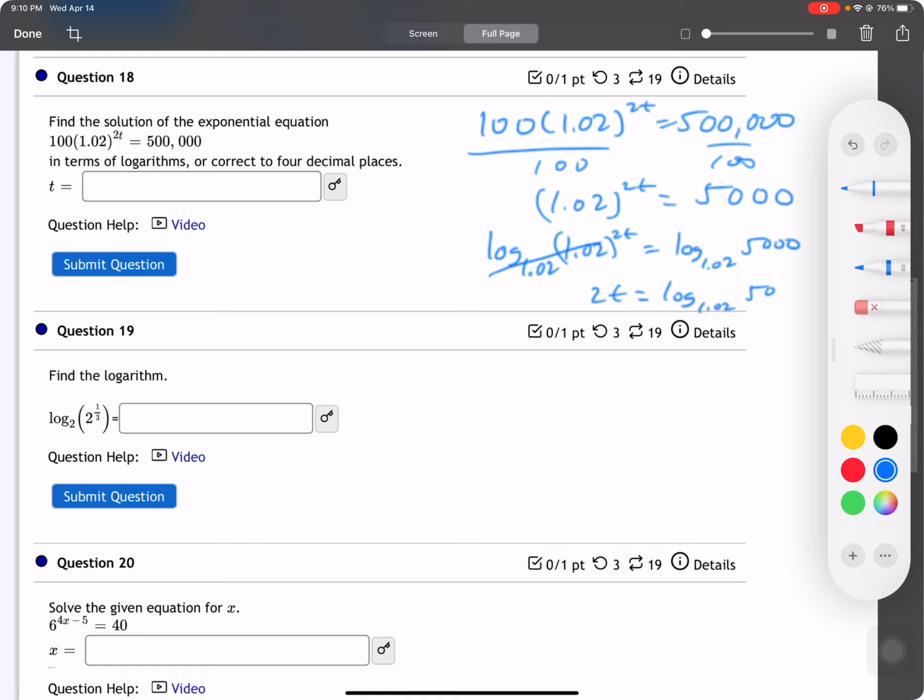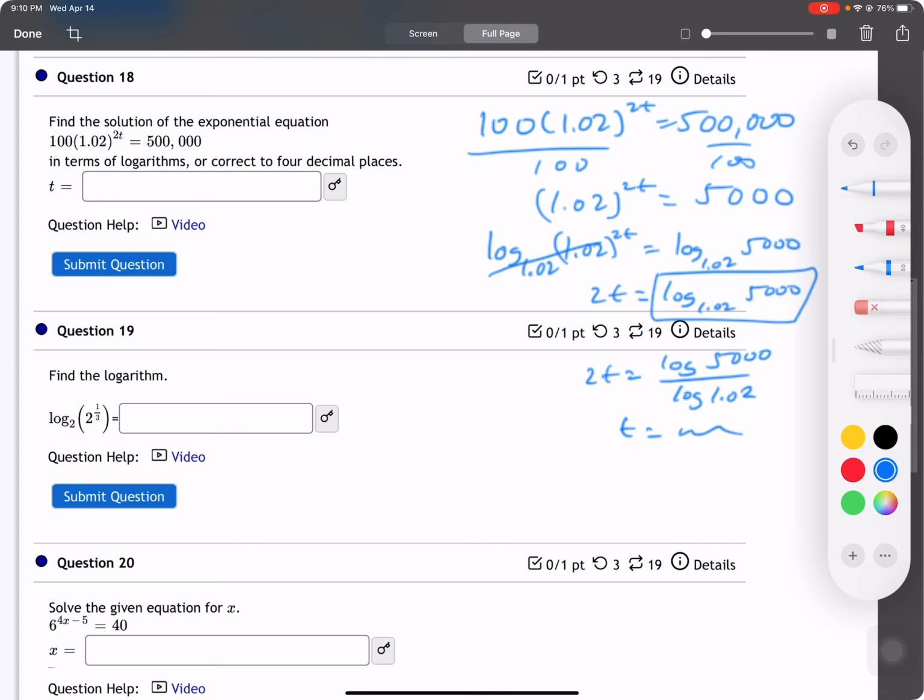And we divide both sides by 2, but I want to make sure you do this on the calculator first. 2t is equal to log 5000 divided by log 1.02. Then with that decimal answer, divide that by 2. Okay. And so once you divide this by 2, you're good to go. You'll get some answer on your calculator.